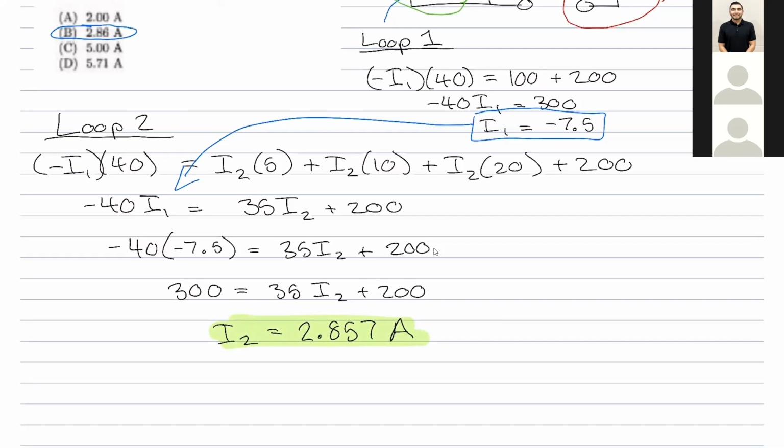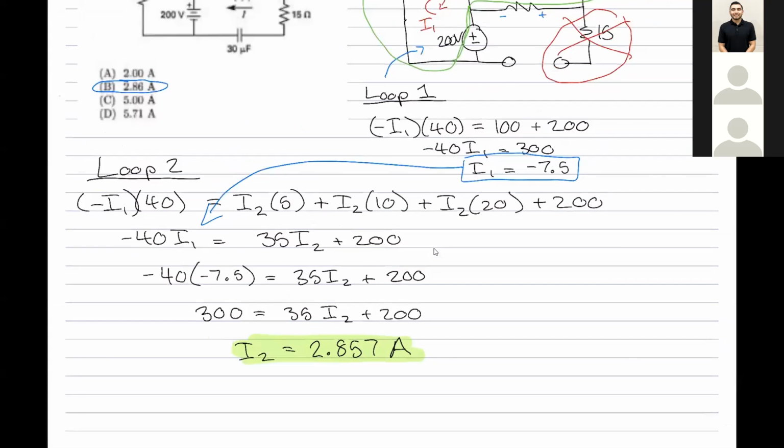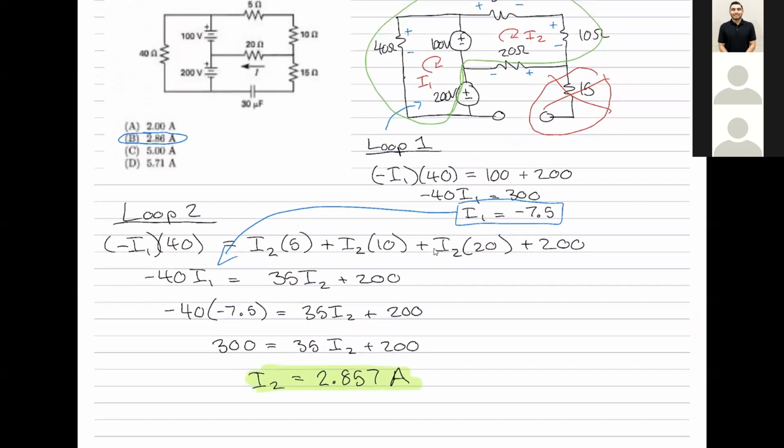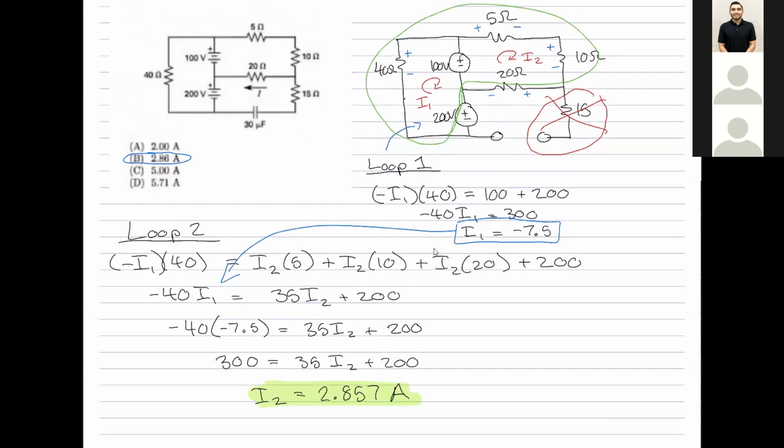Sebastian, I got a question. Yes. So, correct me if I'm wrong, but wouldn't we have been able to just do the I2 loop with 100 volts, 5 ohms, 10 ohms, and 20 ohms and not worry about I1? We'd get the same answer, right? Yeah, you probably could. I didn't even try that, but yeah, I guess you could have.